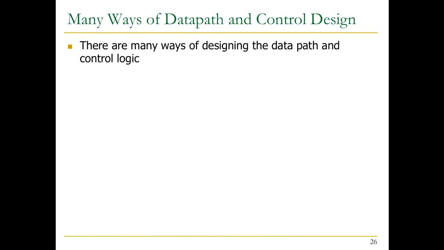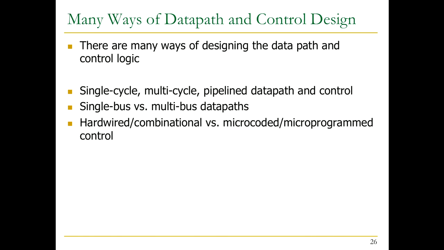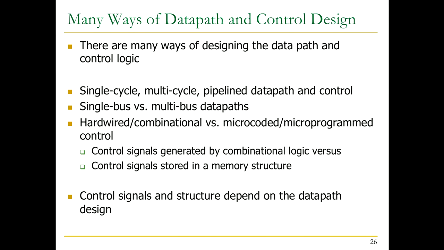Okay. So data path and control, there are many ways of designing these, and that's exactly what we're covering: single cycle, multi-cycle, pipeline. You can have single bus versus multi-bus data paths. You can have hardwired combinational control, which you've seen, or micro-coded microprogram control, which you have not seen so far. So basically, the difference between these two is control signals are generated by combinational logic over here, or control signals are stored in a memory structure, and you basically sequence through that memory structure with your finite state machine. Okay. And control signals as structure clearly depend on the data path design, because you're really controlling your data path, right?